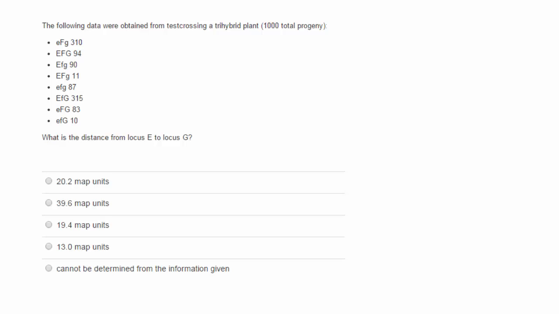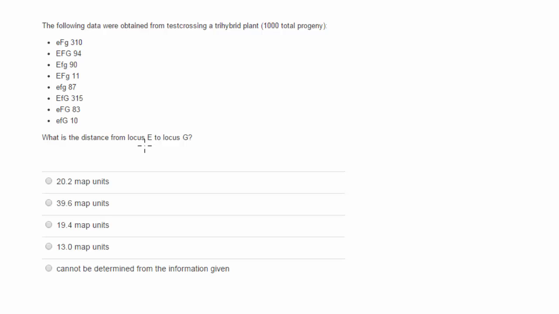In this question, we have offspring from a trihybrid plant. So we're actually looking at 3 genes when we look at the offspring from this cross. And now looking at these, we can see that there's a lot of differences in the numbers, and that indicates to us that we are looking at linked genes.